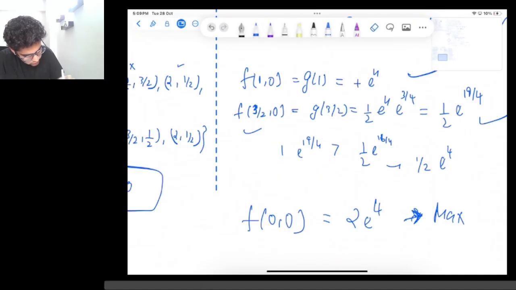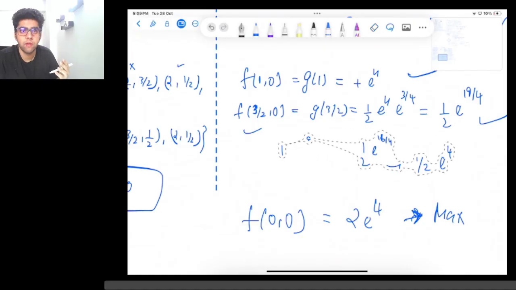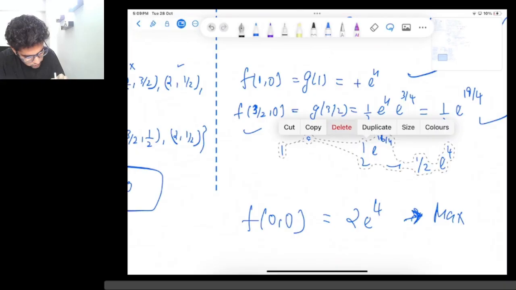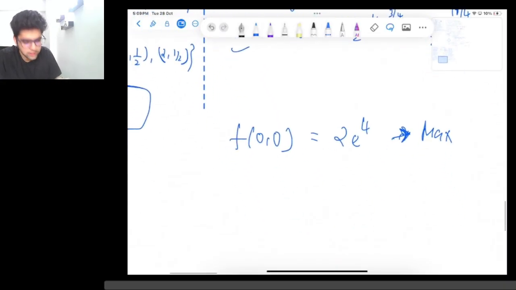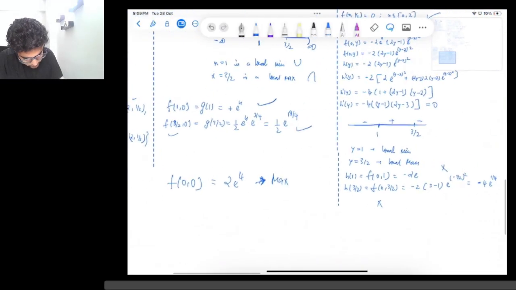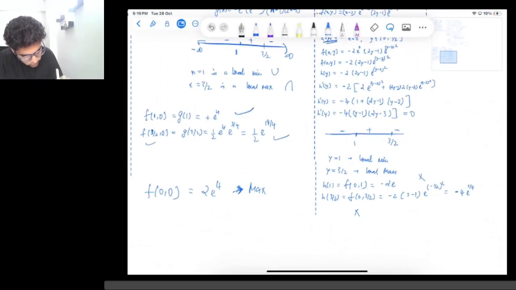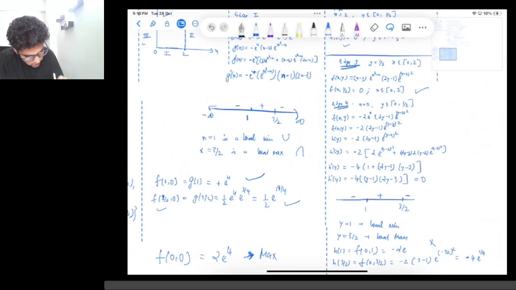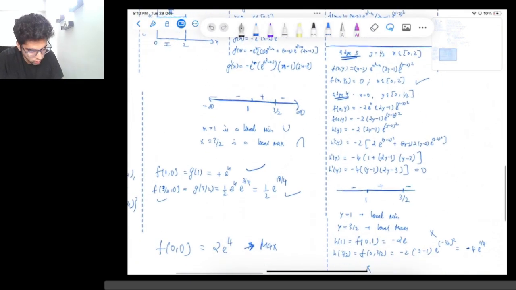Now I'm just removing all of this. Here I don't know the exact value of e to the power 19 by 4, right? That is why I'm taking approximate values. So this tells me that 0 comma 0 is giving the max. And what is my min now? The minimum value that I can have: all of these points are rejected, and edge 3 and 2 are now telling me the min.